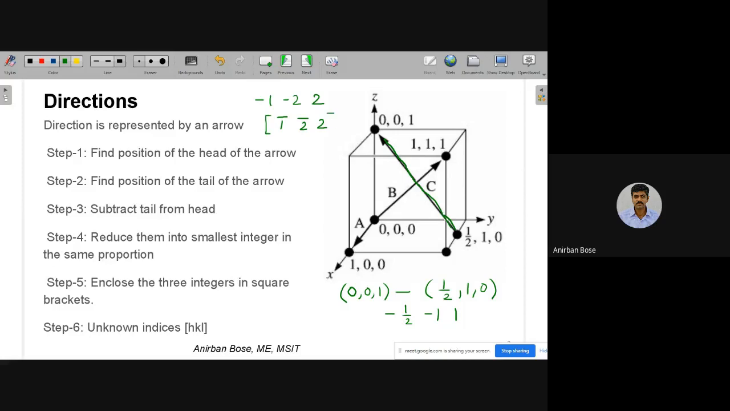To represent negative indices, we put a bar at the top. If we put a bar at the top, it indicates a negative index, and you have to remember that. It is read in this way: bar 1, bar 2. So bar 1 bar 2 within square brackets, without any comma, is the answer for this direction. Now, if you have any query regarding how to find the Miller indices of a direction, please ask me.